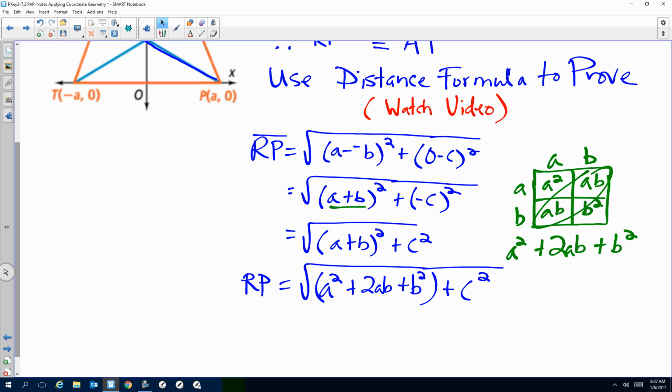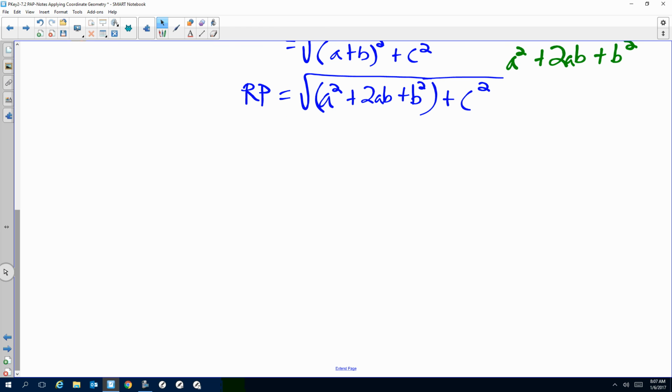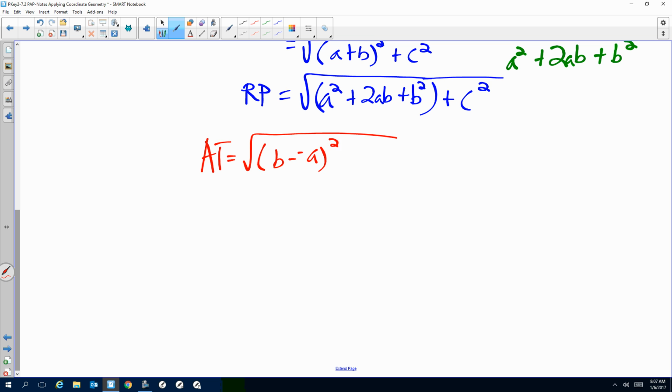for our diagonal AT. So I'm just going to extend this page here. We're going to work it out. So AT, using the distance formula, is b minus a negative a, parentheses squared, plus c minus 0, parentheses squared. And then we're going to simplify that. That actually becomes b plus a, parentheses squared, plus c, parentheses squared.